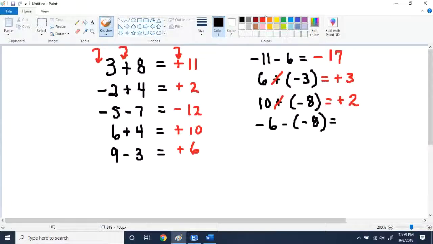Okay, now we have a different type of problem. And these parentheses are just helping us separate the numbers from the operation signs. So this reads negative 6 minus a negative 8. Anytime we have two negative signs right together, it's going to make a big positive sign out of it. So now this is really saying negative 6 plus 8. So taking the sign of the biggest number, it is positive. The signs are different, so 8 minus 6 is 2.